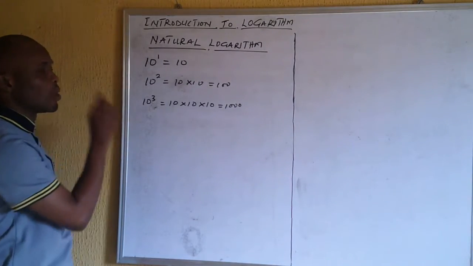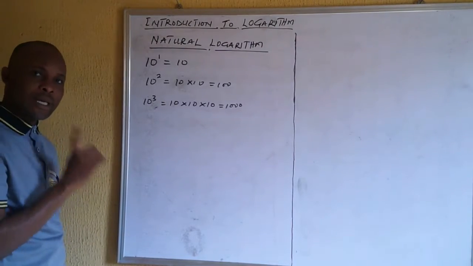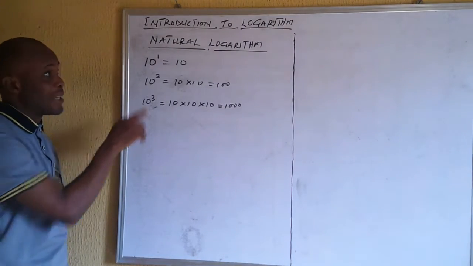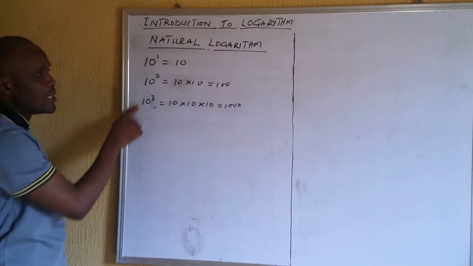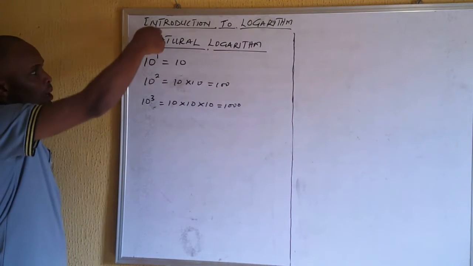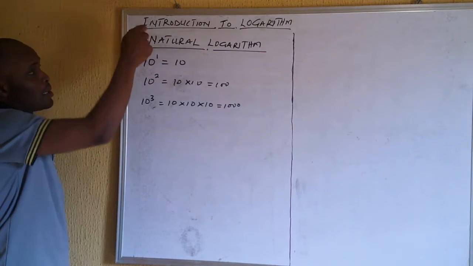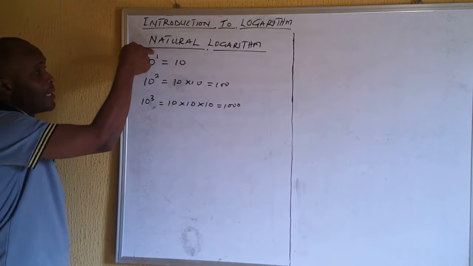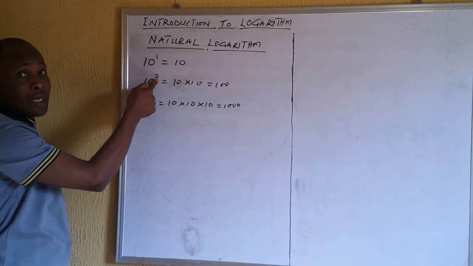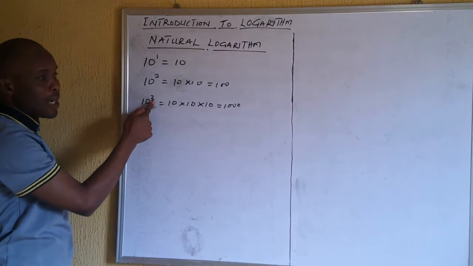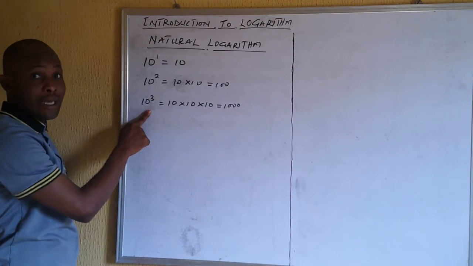The base is always 10. Take note of that. Natural logarithm, the base is always 10. Remember, this is a logarithm. 1 is the power, the exponent, or the index. 2 is the power, the exponent, or the index. 3 is the power, the exponent, or the index.